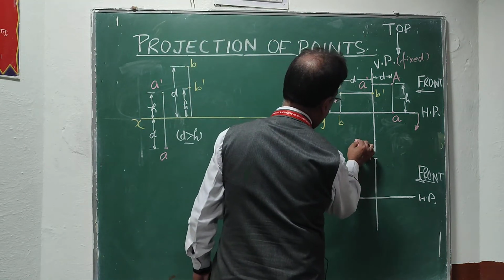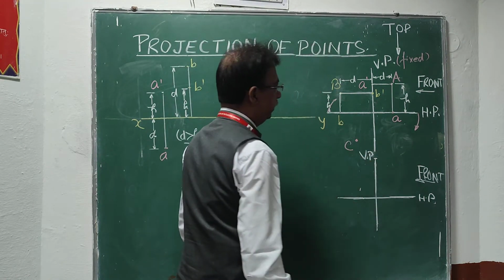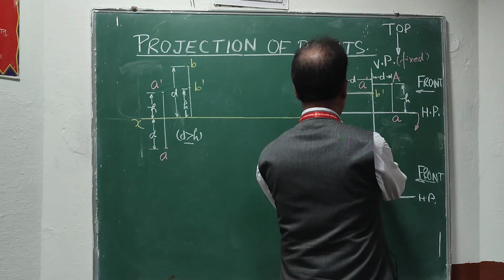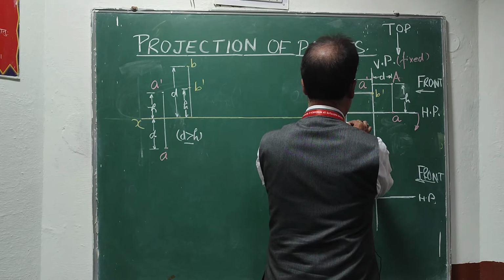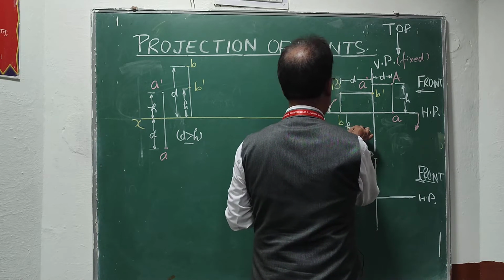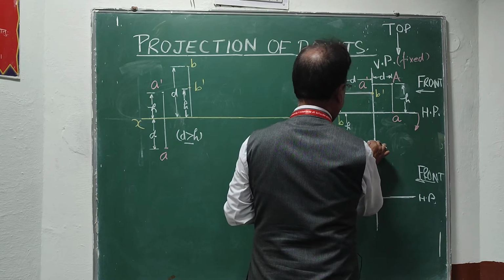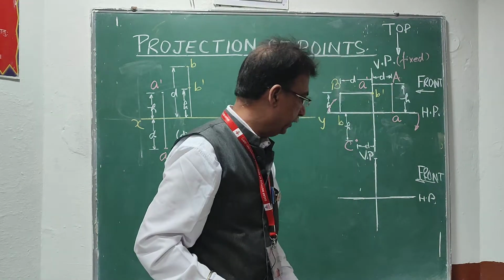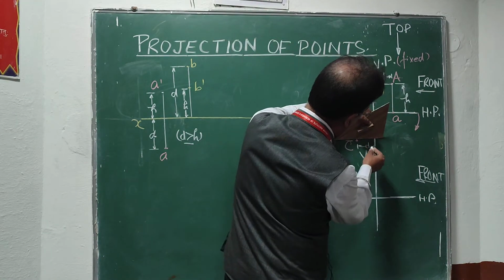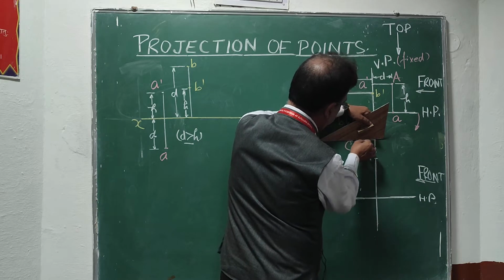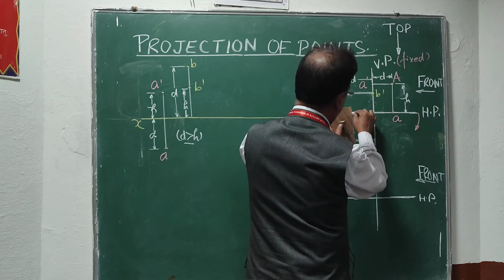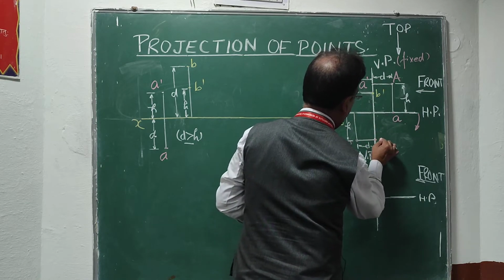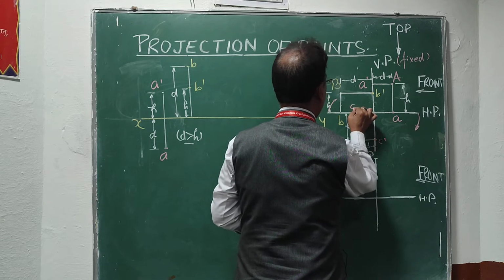Another option, suppose I take another point capital C. This time the point will be below HP and behind VP. Again the distance will be the same. Suppose this will be H and this distance will be D. Same method, I will draw perpendiculars from this C on the VP and HP. The intersection will be the front view and top view. So from this C we drop a perpendicular on the VP and the same way on the HP. This point will be small c dash and this point will be small c.